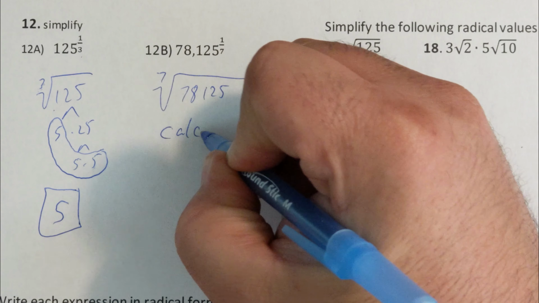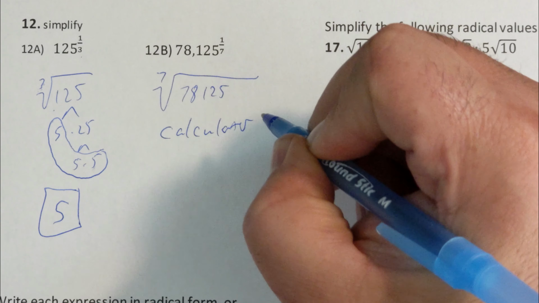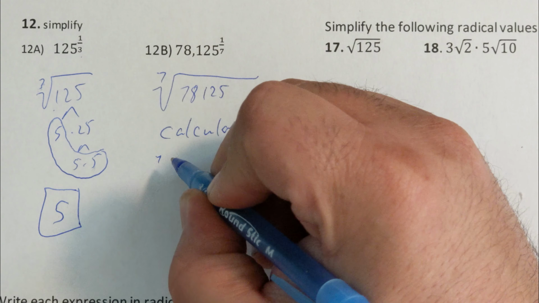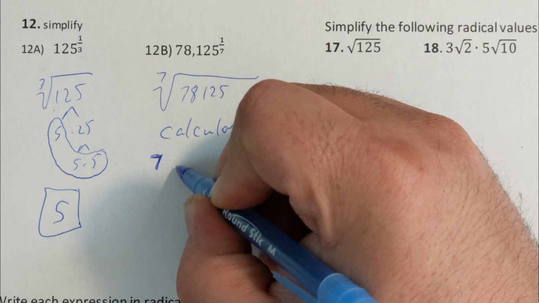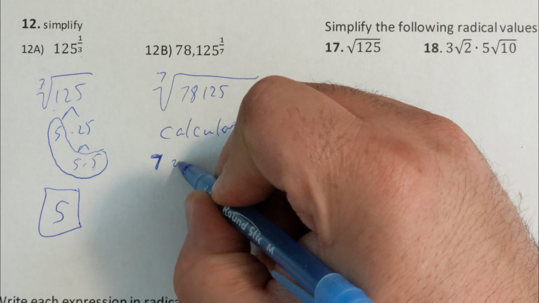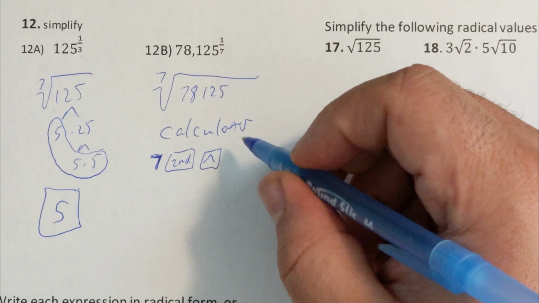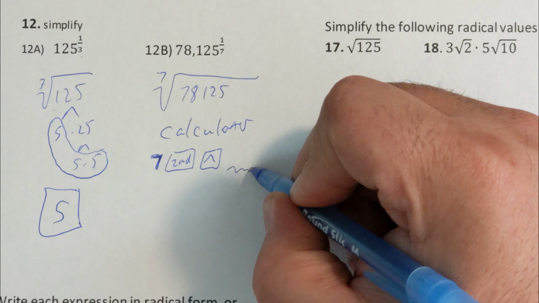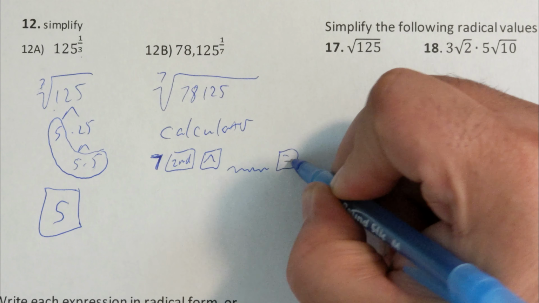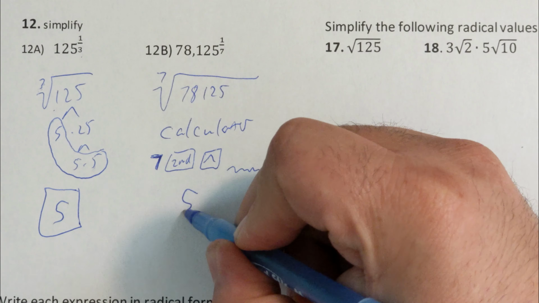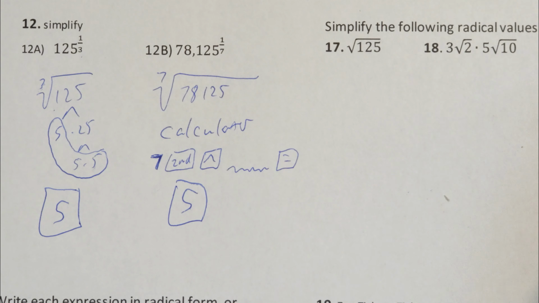So from there, we use the calculator. And I'm going to go ahead and put the buttons that I pressed for that. So I pressed 7, and then I pressed second, and then I pressed the up arrow, and then I put in the number, and then I pressed equal. And that's how I found out my answer came out to be 5.